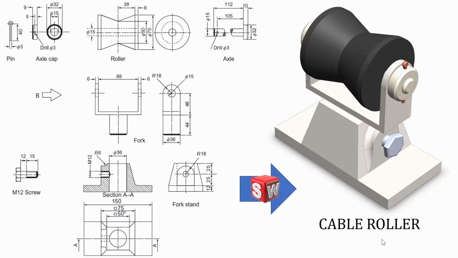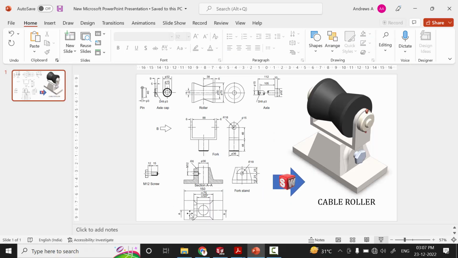In this video I am going to show you how to draw the parts and assembly of cable roller. In cable roller there are 7 components. First one is fork, second one is fork stand, then third one is roller, then axial cap, a pin and a screw. So first I am going to start with the fork stand.